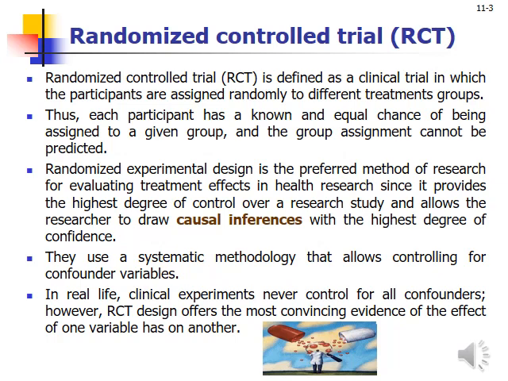They use a systematic methodology that allows controlling for confounding variables. In real life, clinical experiments never control for all confounders. However, RCT design offers the most convincing evidence of the effect one variable has on another.